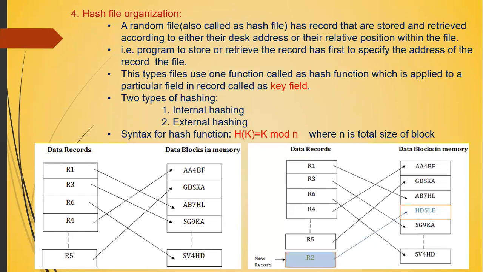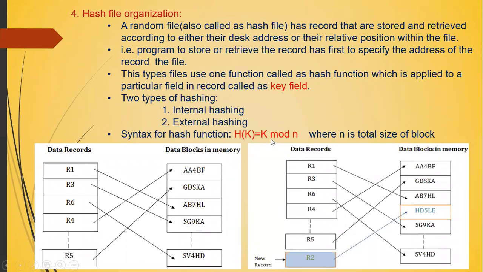Hash file organization is a very fast and random file organization technique. In this case, we use a function called the hash function. We represent the hash function corresponding to a particular key field. Key field is the field which is used to identify the location of a record. We use this key field to identify the record uniquely. That is nothing but the key field.